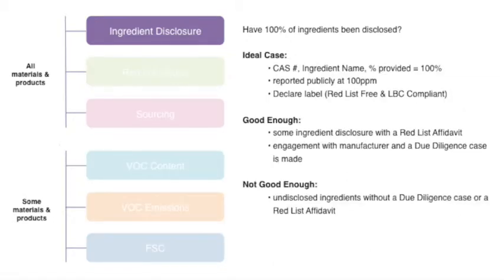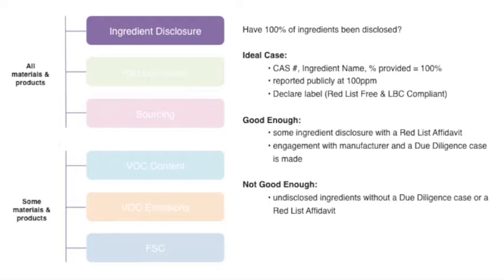The first question in material vetting is, what is this product made of? LBC requires full ingredient disclosure on every material and product. Not only do we have the right to know what our building products are made of, but without such transparency, we wouldn't know how to avoid red list ingredients.